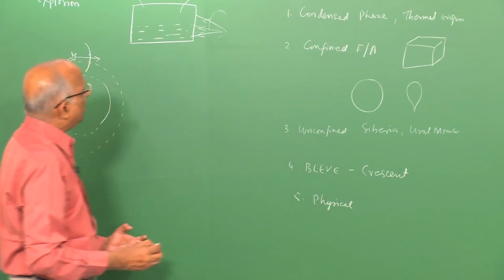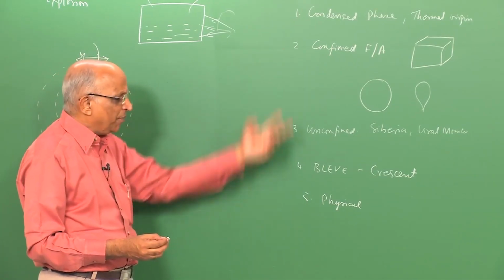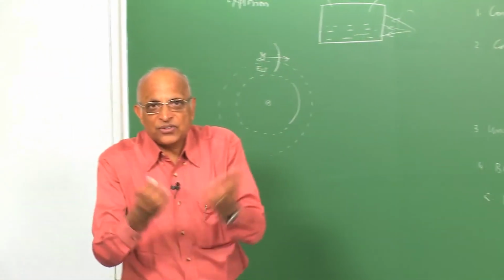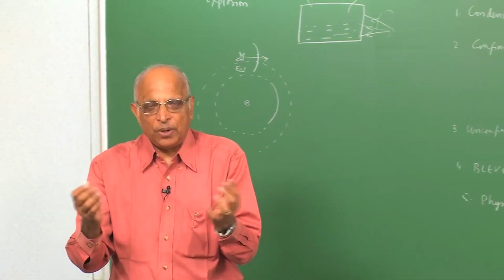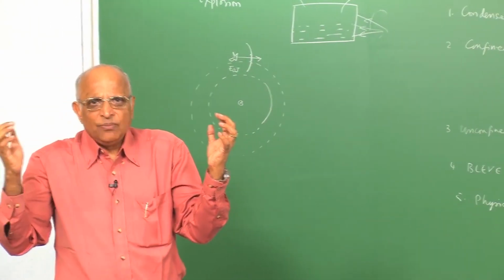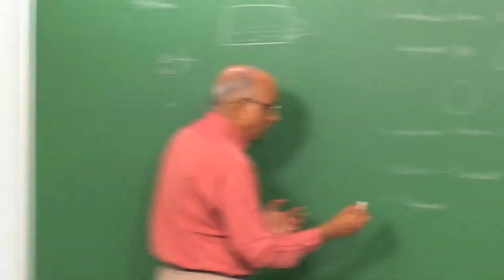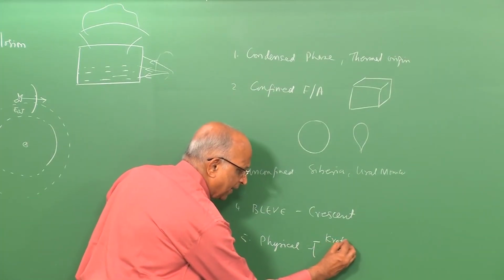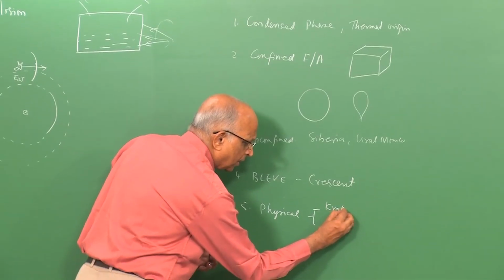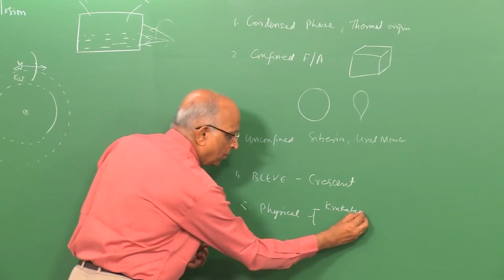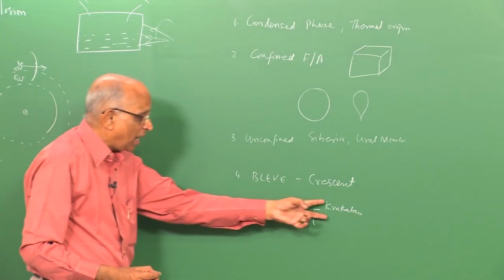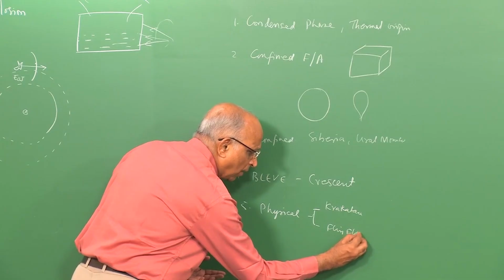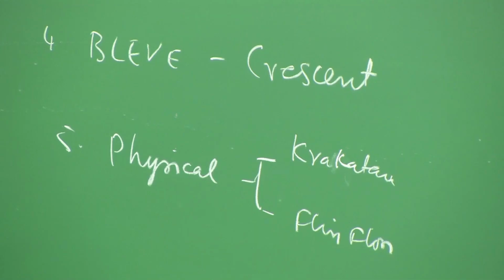Physical in the sense we are not really talking of an explosive medium, but something like water which is suddenly put in a hot environment and it flashes into vapor, and when it flashes into vapor you have huge superheated steam which releases energy and you have an explosion. We took the example of naturally occurring explosions, like at the Krakatoa volcano, wherein you had an immense, very large explosion, or when you had a pail of water at Flin Flon in Ottawa, wherein you had such physical explosions.